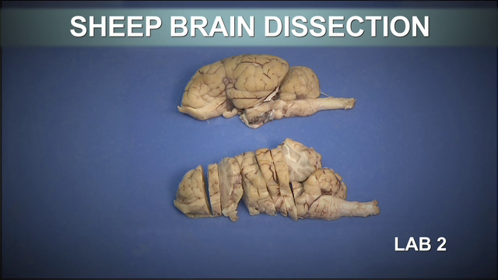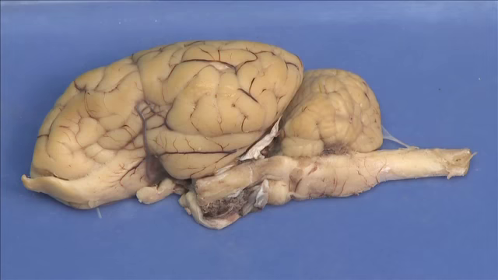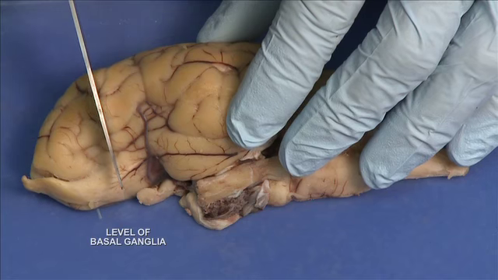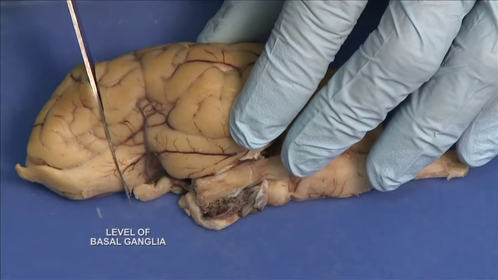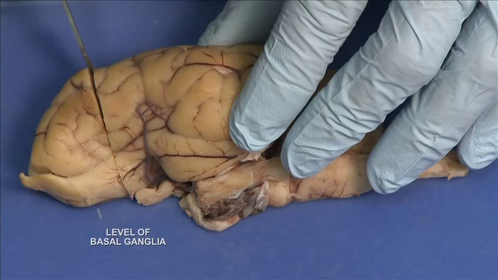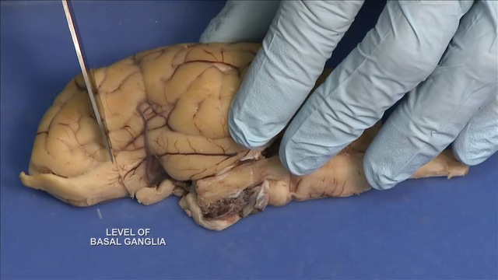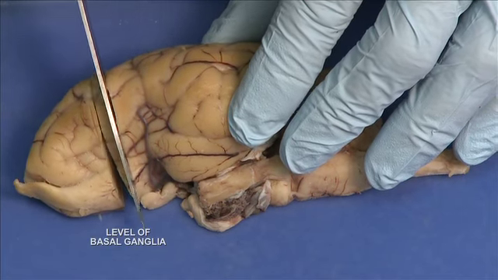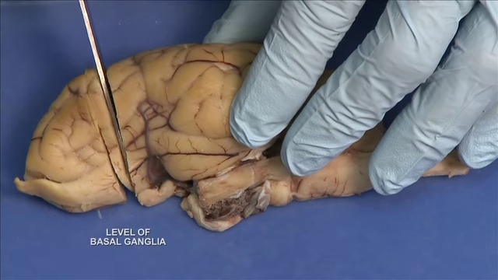In sheep brain dissection lab 2, we will make 4 coronal sections of the left half of the brain, identify and draw the structure visible at each level. First coronal cut will be at the level of the basal ganglia, which is this level here. We'll make a very narrow cut.